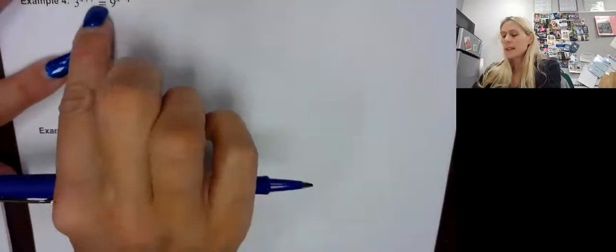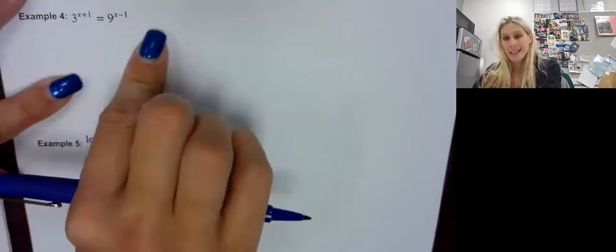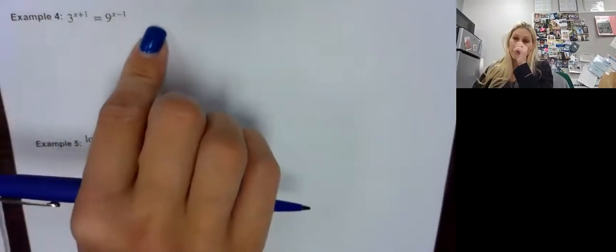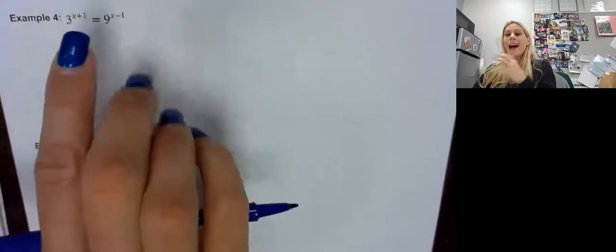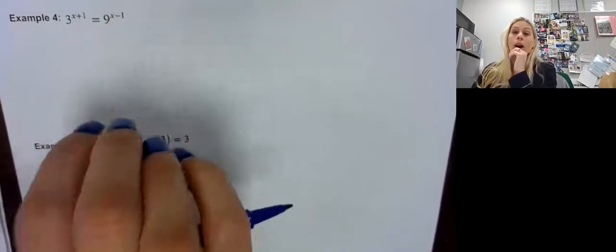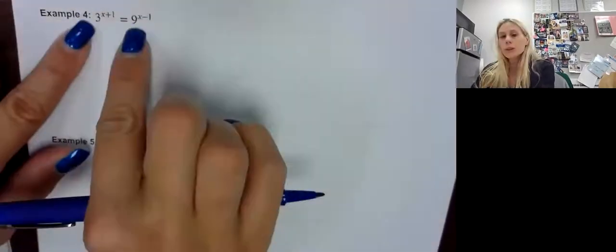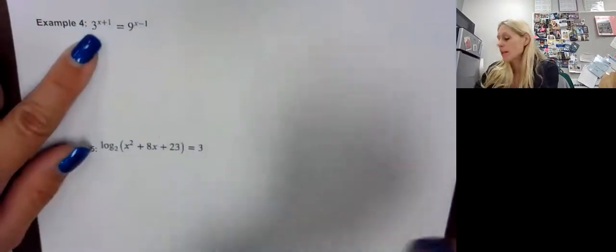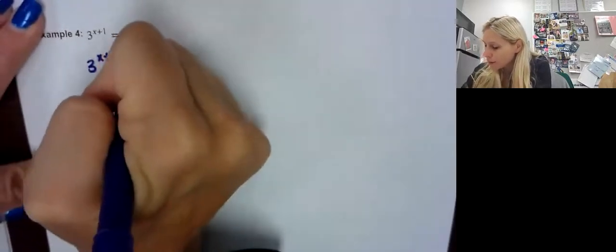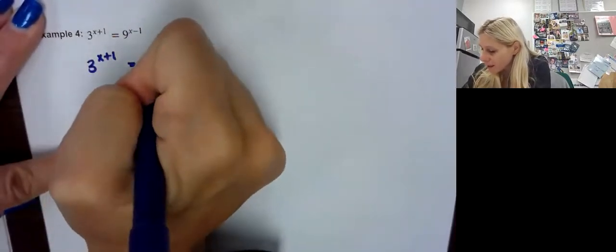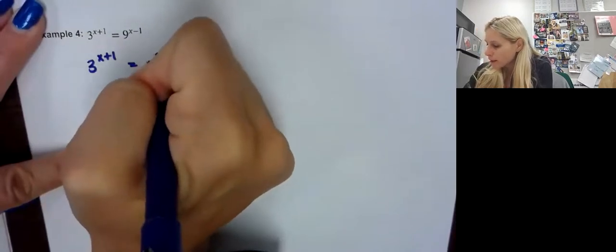Now, as you can see in this case, our bases are not the same. So before I get rid of that base 3, I have to make sure that our bases are the same. Well, what's the connection between 3 and 9? Well, 3 squared is 9. So I'm going to change that 9 there to a 3 squared.